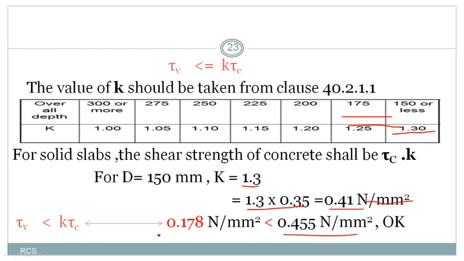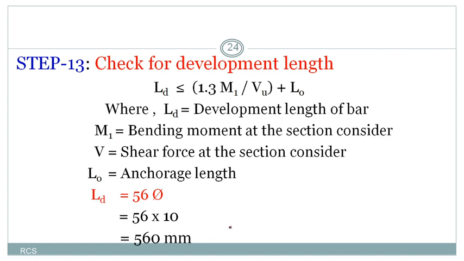Now our tau V is 0.178 and K times tau C is 0.455. So tau V is less than that, our condition is satisfied. Hence we can say we are safe in shear. Right? So let's check the development length.